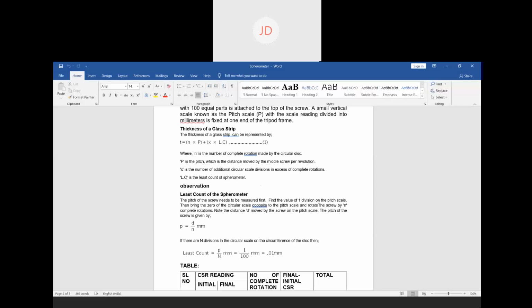Pitch is the distance moved by the screw by number of full rotations. Actually, after giving one full rotation or number of full rotations, how many divisions in the linear scale will the disc move? That is the pitch. Here D denotes the diameter, distance moved by the disc, and N is the number of turns or rotations, how many rotations you have done. That is the thing. And what was least count?